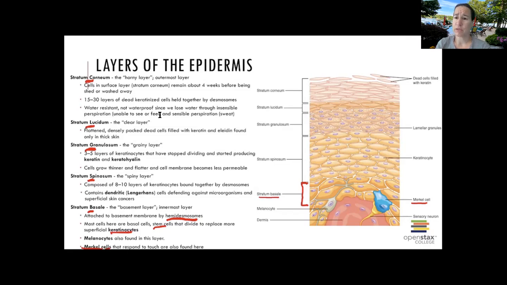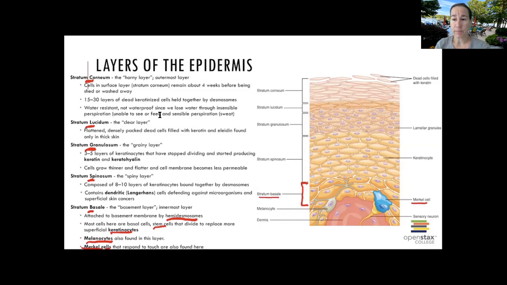I can't remember which student it was, but somebody had brought up asking about melanocytes, and we're going to go through them in just a couple more slides. We'll go through them, but melanocytes produce melanin. That's the coloration in your skin, whether you are darker skinned or fair skinned or somewhere in between.